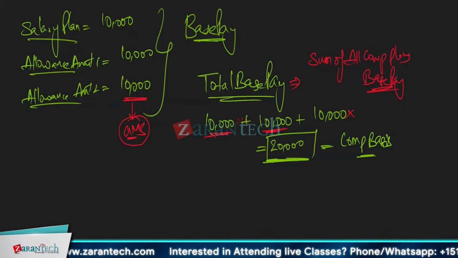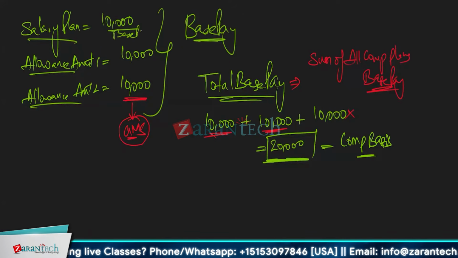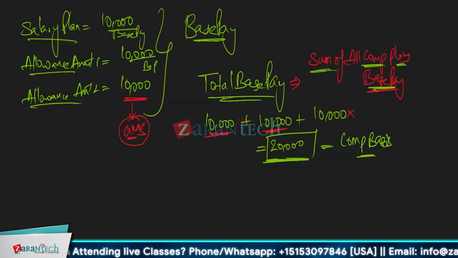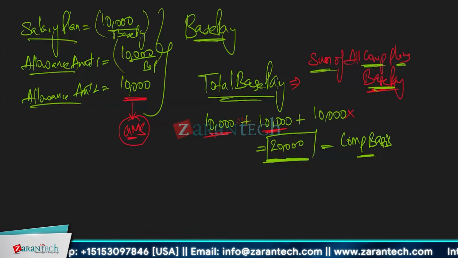Makes sense? So here I'm using base pay, but here I'm using GMS. Total base pay is the sum of all compensation plans that use base pay as the comp element. How many compensation plans are using base pay? Only the salary plan and allowance amount 1. So the value is 20,000.